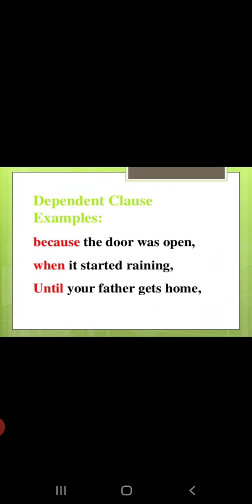So guys, in this video you have learned about the definition of clauses and the two types of clauses, that is main clause and subordinate clause, and I hope that this is clear to you all.